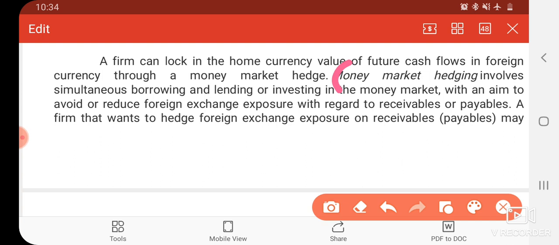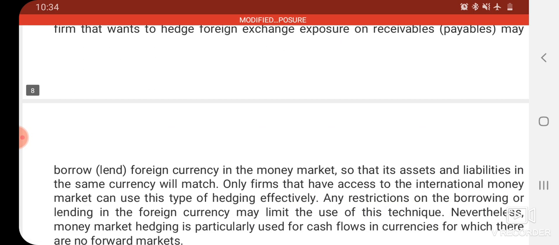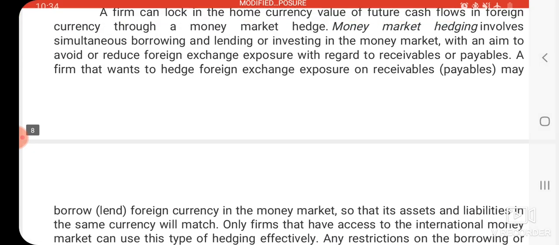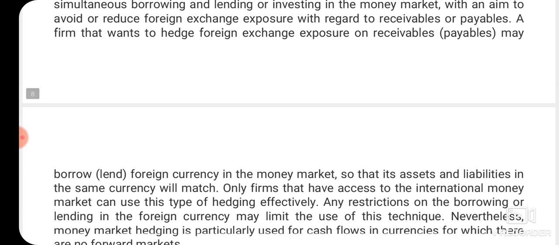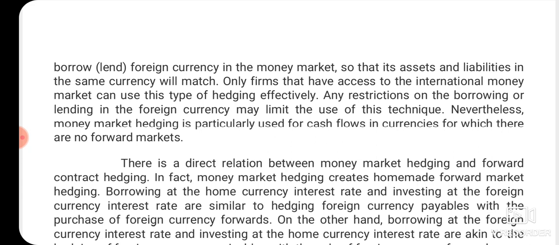That is with regard to the receivables or payables. A firm that wants to hedge foreign exchange exposure on receivables or payables may borrow or lend foreign currency in the money market so that its assets and liabilities in the same currency will match. Only firms that have access to the international money market can use this type of hedging effectively.